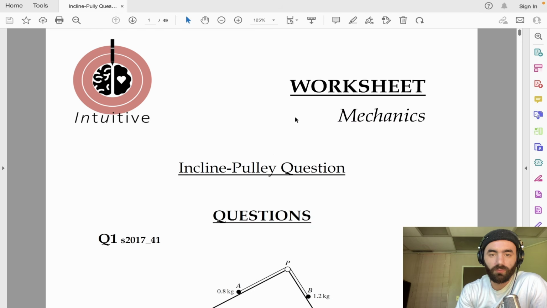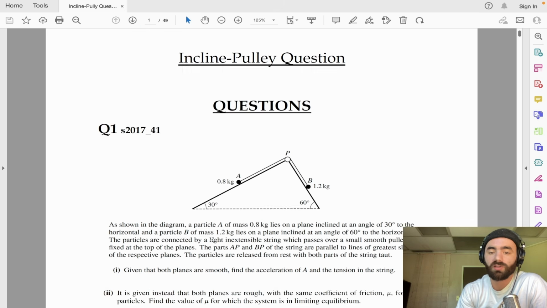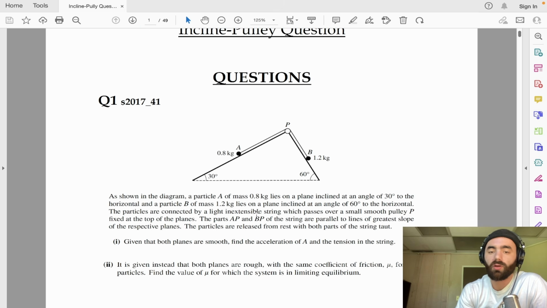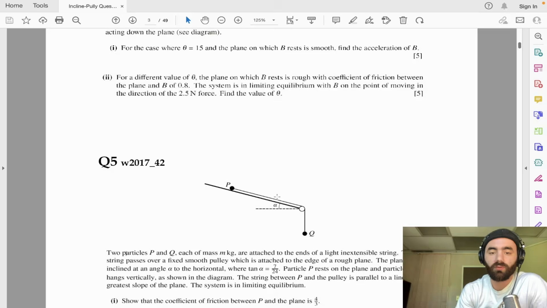Okay, so this final question is called the incline-pulley question. I've left it to last because it's usually worth a lot of marks and it incorporates a lot of different things. We need no extra theory here, so we're just going to jump into questions. It looks like this. It's basically a scenario where you have inclined planes and pulleys, and you have to make calculations from that. You can see they all look very similar.